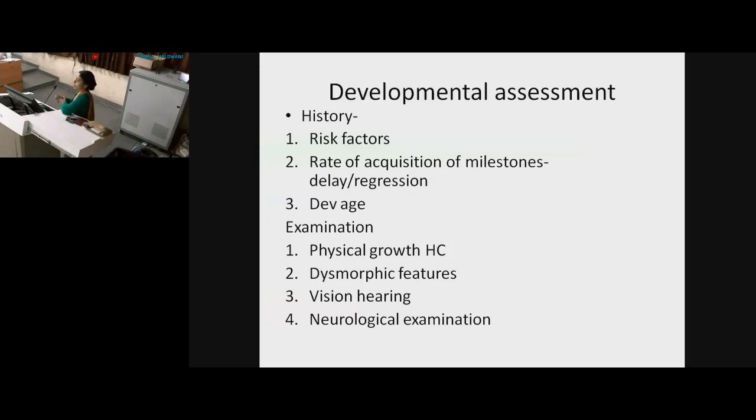So what you want to know is, was it delayed from the very beginning? That means initially he started holding the neck at 6 months, then he started turning from prone to supine later, and now he's walking, but he's acquiring everything but he's acquiring it late. Or the child was perfectly okay till he was 1.5 years of age. Till 1.5 years he was walking and he was also running. And now he is not able to sit. So that is called regression of milestones.